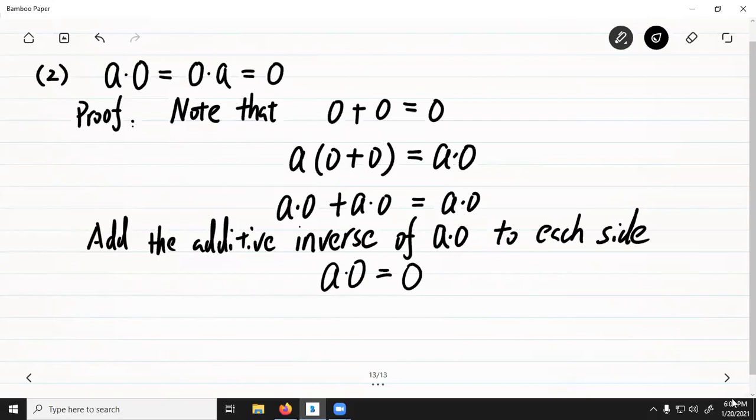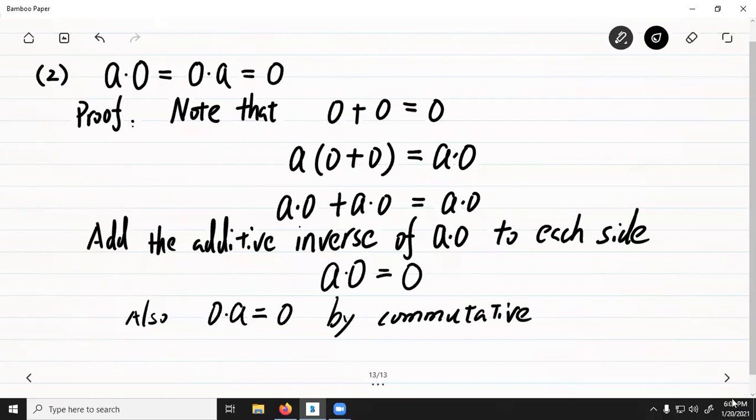So since we can use the commutative property, we also have 0 times a equals 0, because a times 0 equals 0 times a. This is by the commutative property of the multiplication. Okay. So we've finished the proof for this part. So a times 0 equals 0 times a equals 0.